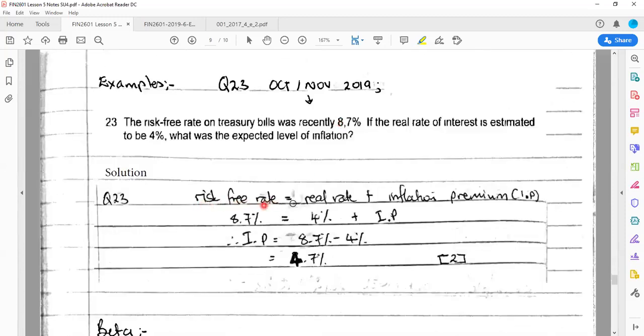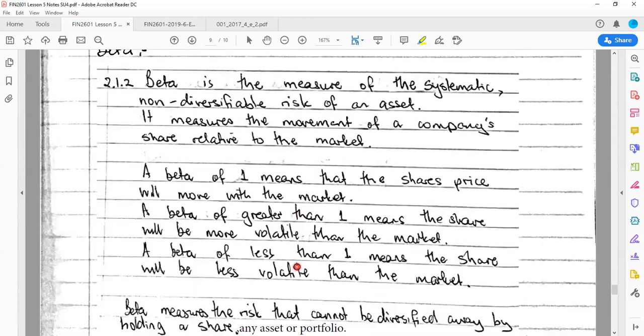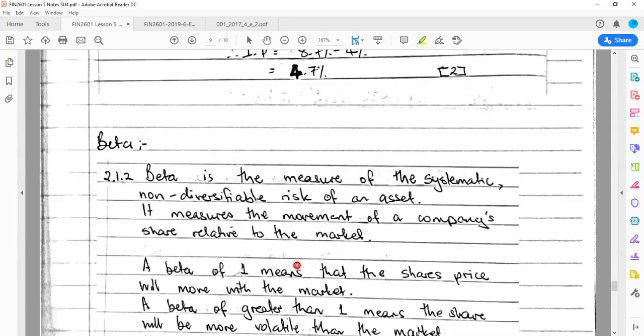We say the risk-free rate is equal to the real rate plus the inflation premium. The risk-free rate is 8.7% and the real rate is 4%. Then we take 4% to the other side to say 8.7 minus 4%, giving us an inflation premium of 4.7%.